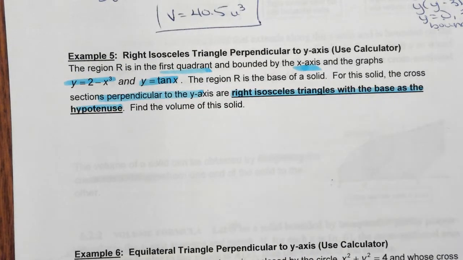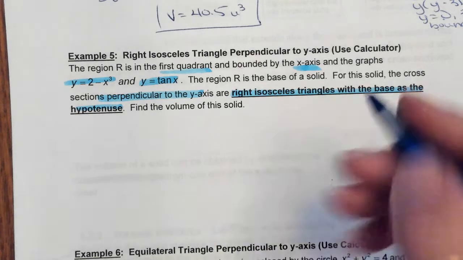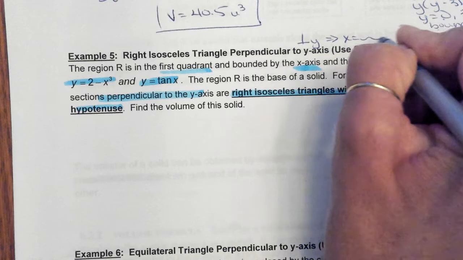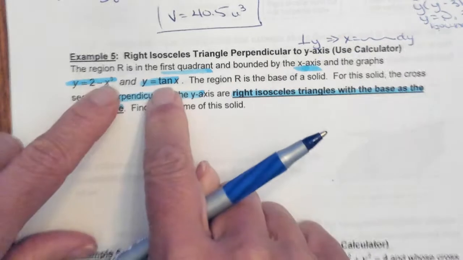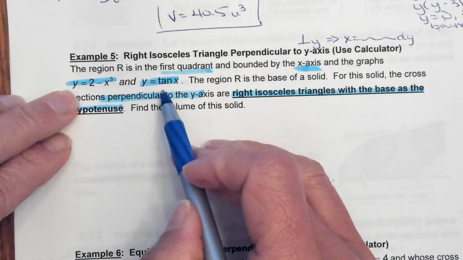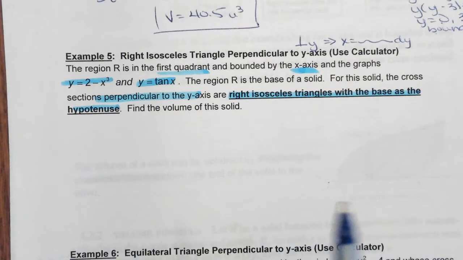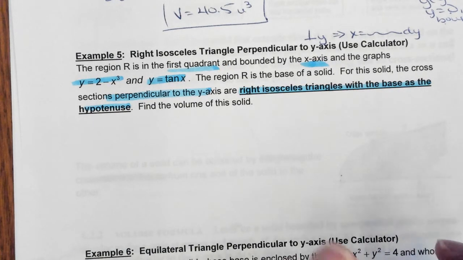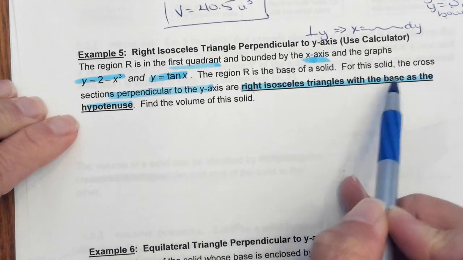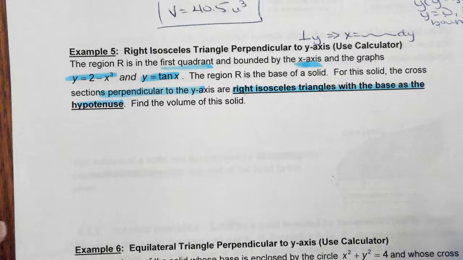Okay, so a couple of different things. First of all, perpendicular to the y-axis means x equals something dy. Currently, these are not in that form, but I need to know what the graph looks like, so I'll put these in the calculator, and I can also find my bounds. It doesn't matter what you do first, but I do need to say, how do I find the area of a right isosceles triangle with a base as a hypotenuse?